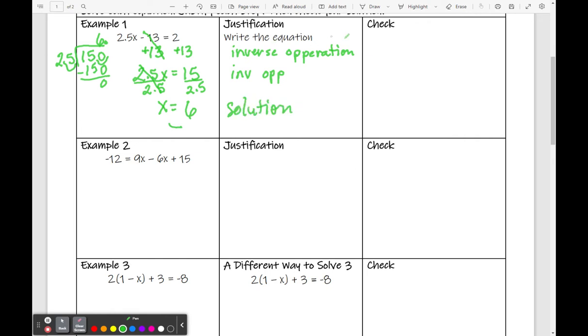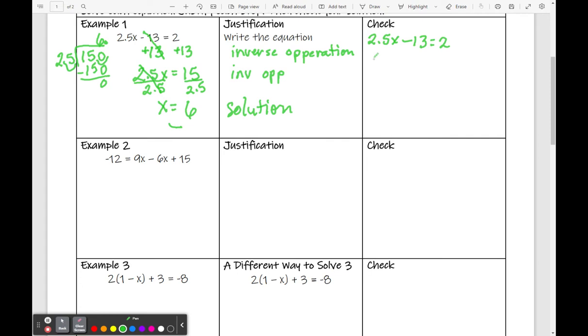Now to check this, I'm going to rewrite my original equation just in case. Oops, there I go. I'm making a boo-boo. Not a 12. This should actually be 13. My mistake. All right, so my original equation is correct.